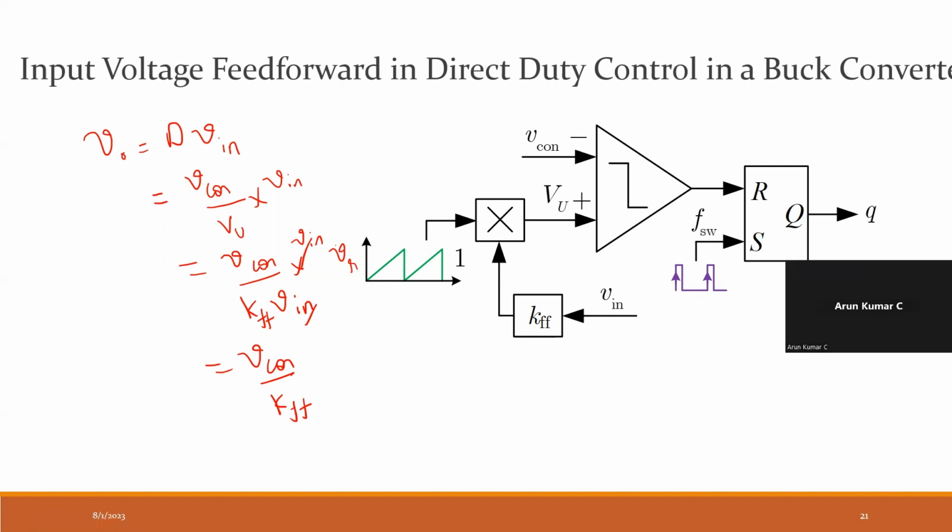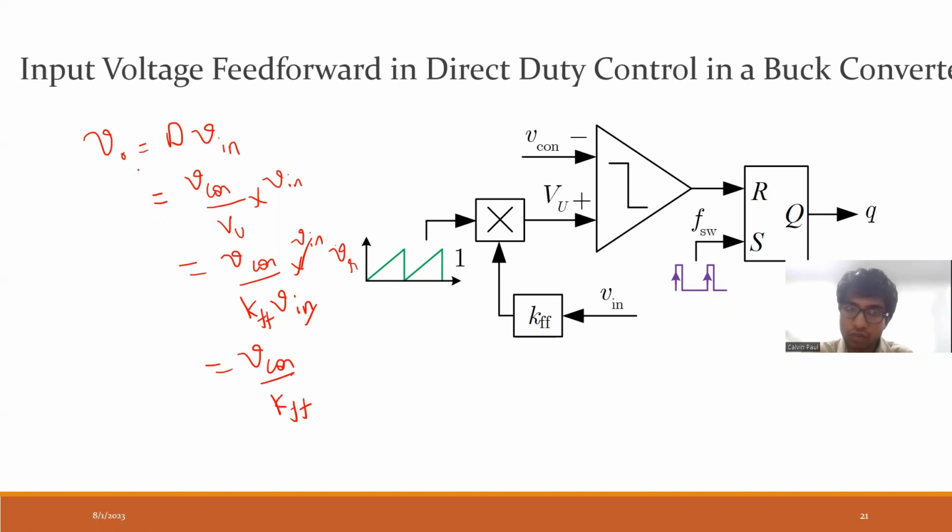Now, can you please explain once again? Okay. So the output voltage of a buck converter is D into Vn. And this D, the effective duty ratio, is actually equal to the V con value upon the maximum value of the ramp. That is how the effective duty ratio is calculated.